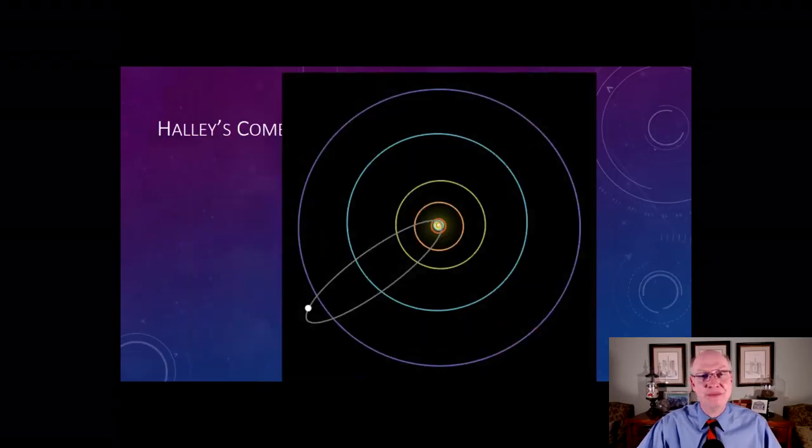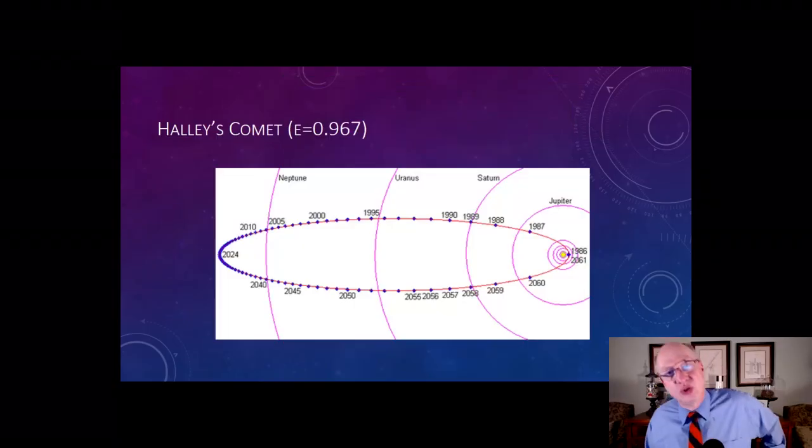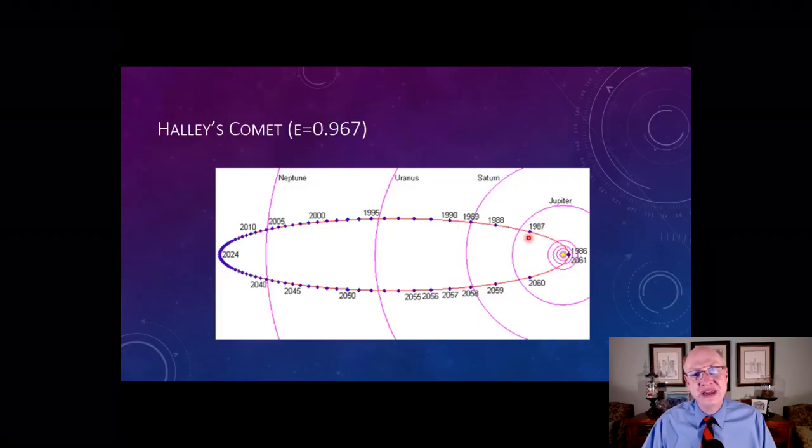A little animation of Halley's Comet really shows this. Watch as Halley's Comet whips around the sun and then comes back out. Halley's Comet spends the vast majority of its time out here at the farthest reaches of the solar system. It spends hardly any time in the inner solar system. Hopefully you noticed that when I showed you this diagram before. Look at what Halley's Comet did from 1986 to 1987. In 1 year, it traveled almost all the way out to the orbit of Jupiter.